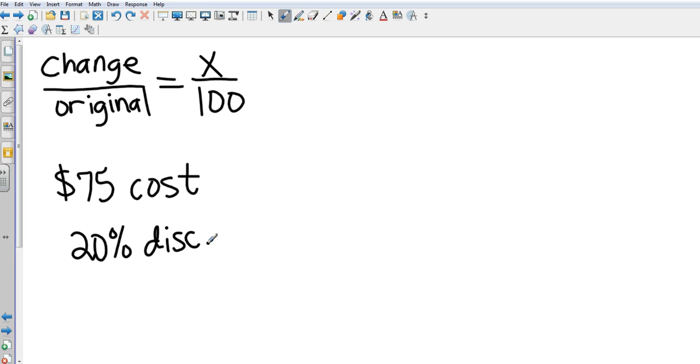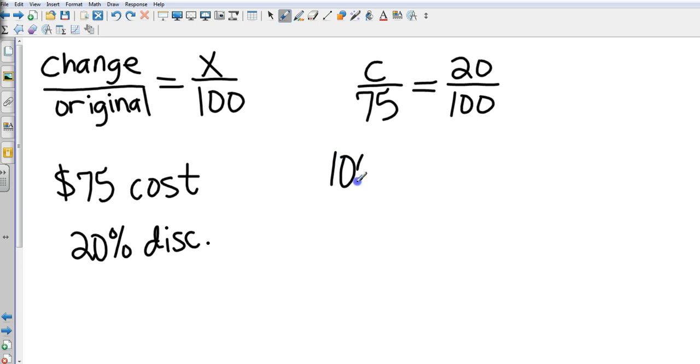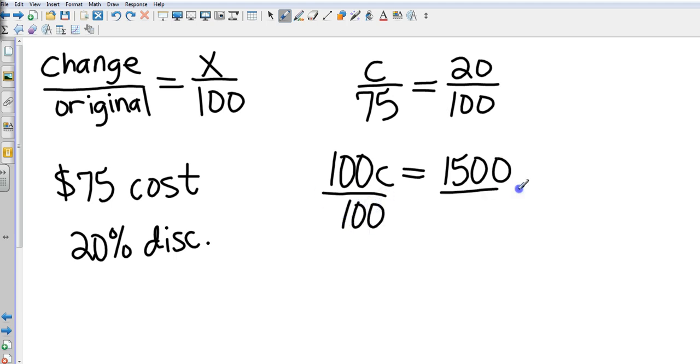So let's find out how much it changed. We don't know what the change is, so we're going to let that equal C because we only have one cost, so we can't find out the change. We know the original cost was $75. We know that it's a 20% discount, so that's going to be 20% of 100. So that gives me 100 C equals, let's see, 75 times 2 is 150. And then we add the 0 there. 75 times 20 would be 1,500. We are going to divide both sides by 100. Okay, so we would cancel the zeros. That's going to be 15. All right, so that's a $15 change.